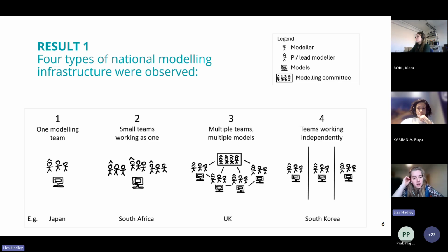So result 1 was about modelling infrastructure. So we saw 4 types of national modelling infrastructure among the countries that we looked at. So 1 modelling team, small teams working as one. This happened in South Africa. Multiple teams, multiple models. So this is your sort of classic modelling consortium. And an unusual 4th type where modelling teams were working independently with no collaboration, and results were sort of being fed directly into policy. So there was no sort of cross collaboration and no communication between teams.